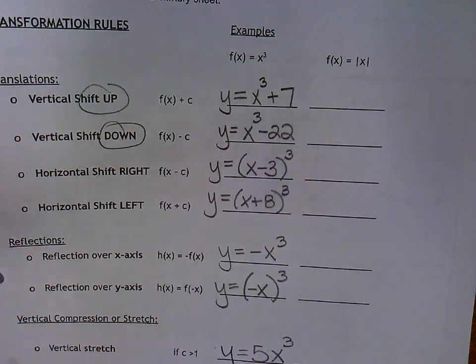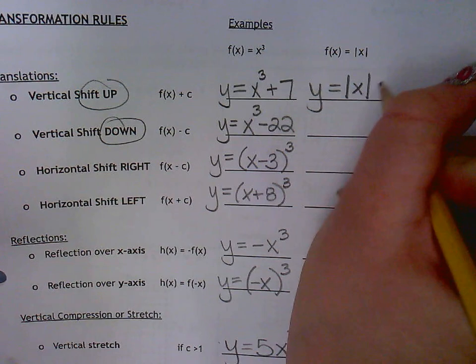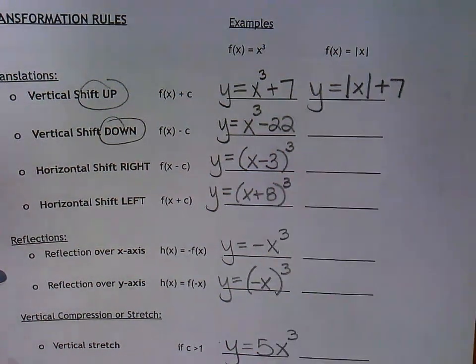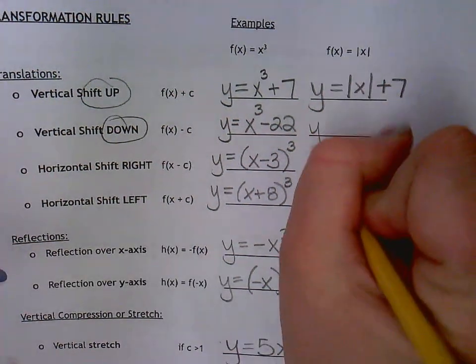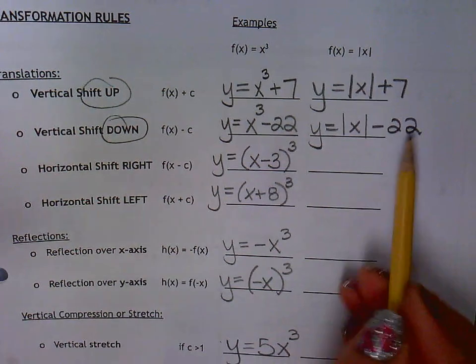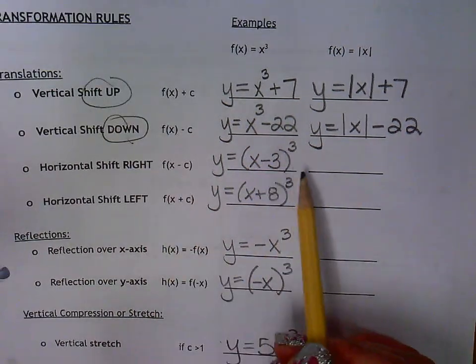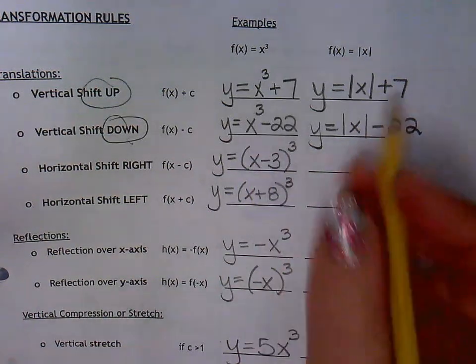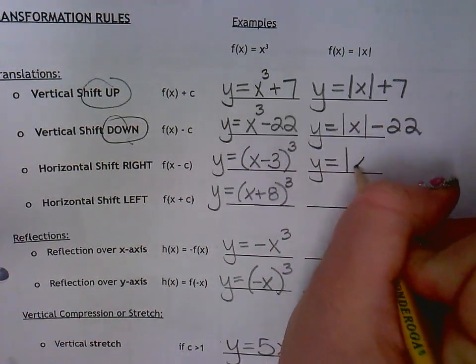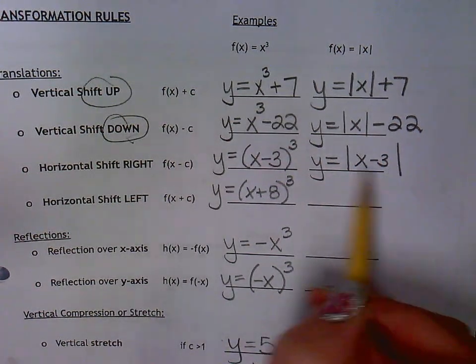Okay, I'll do the first one with you. Y equals the absolute value of x plus 7. Shifts that function up. Let's just put them together. Y equals the absolute value of x minus 22. And then in your head, practice. Okay, that shifts it down. How would I write it with absolute value? Y equals the absolute value of x minus 3. And what does the minus 3 do? Shifts it to the right.